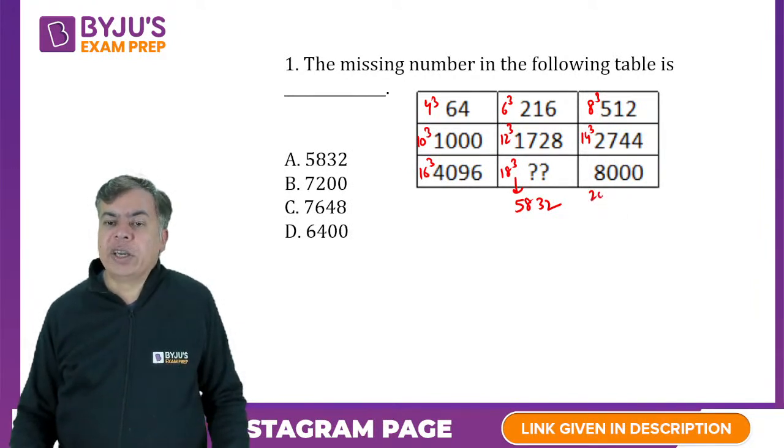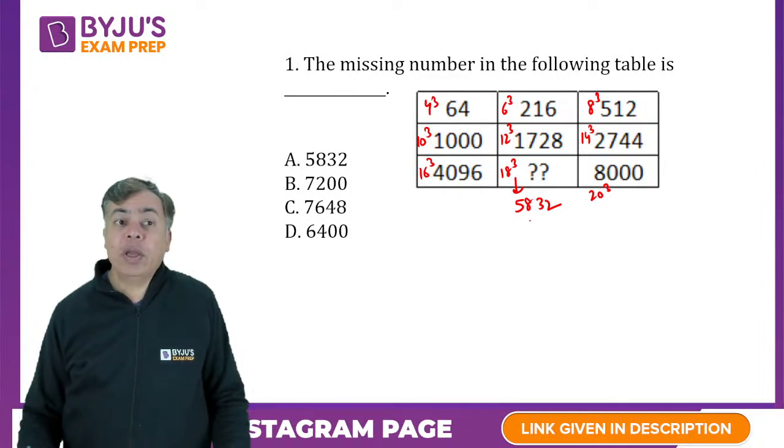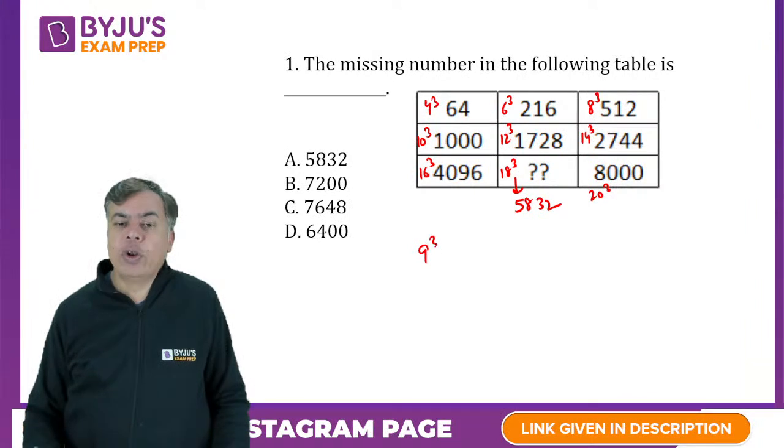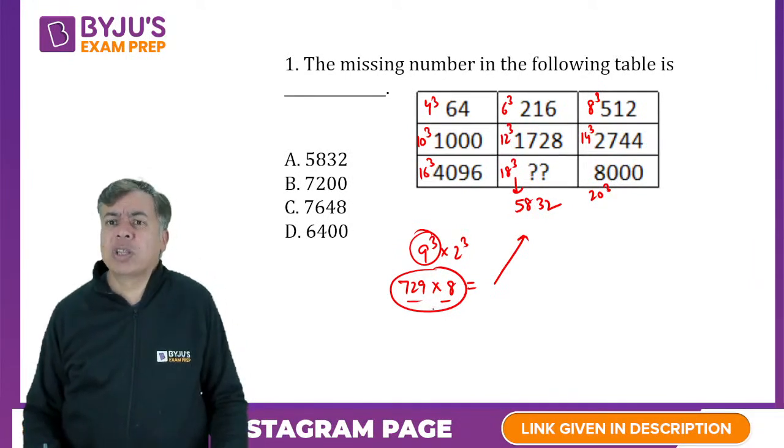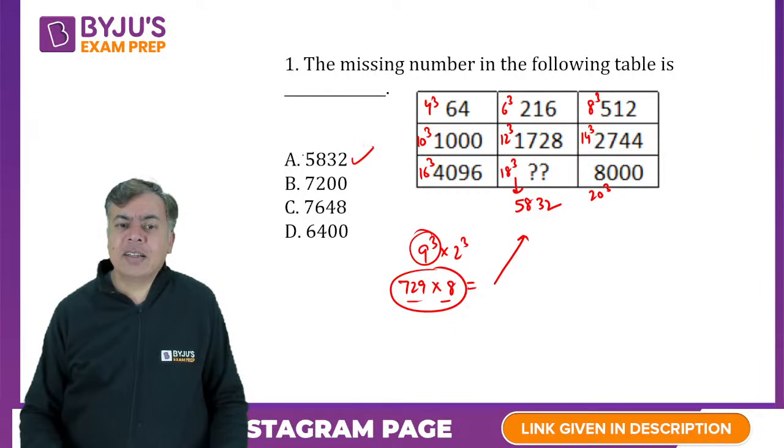This is 20 cube. Now 18 cube, if you know, that's great. If you don't know, if you know 9 cube and 2 cube, you can multiply to get 18 cube. 9 cube we know is 729, into 8 you can do to find the answer. And you know that 7 into 8 is 56, so it will be slightly more than 56.